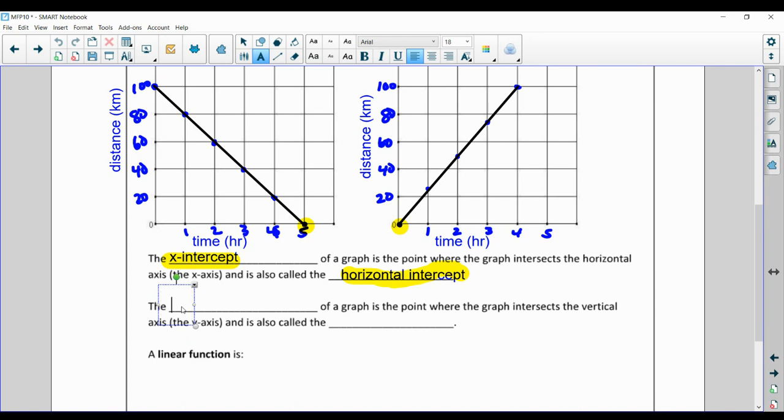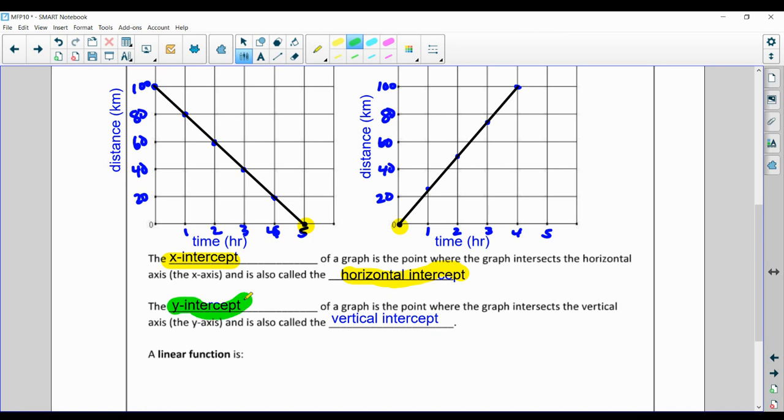The y-intercept of the graph is the point where it intersects the vertical axis, also called the vertical intercept. I guess some people call it that, but honestly, it's almost always called the y-intercept. So we're going to go ahead and show what the y-intercept of each graph is.